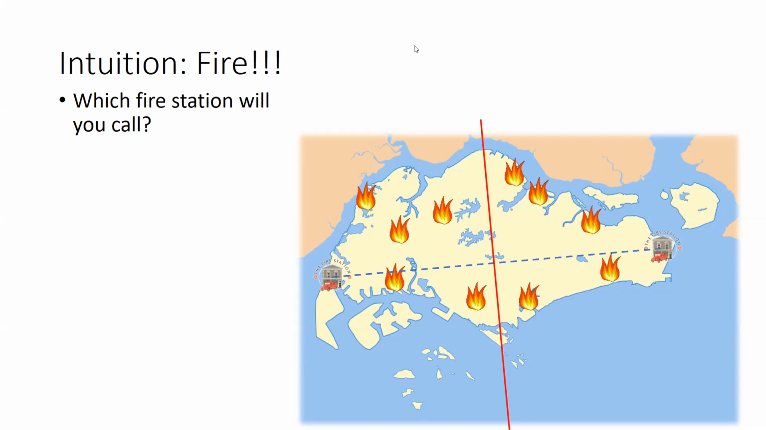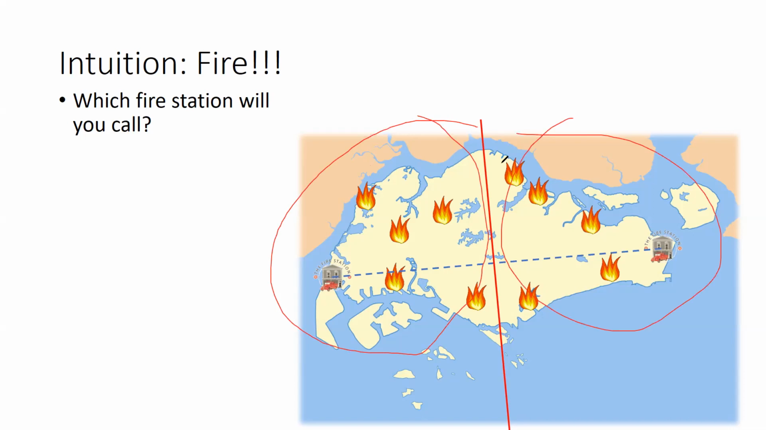That's how, for this diagram, you can think of it as dividing the space into a left part and a right part. All the left part needs to call this fire station, and all the right part will call this.